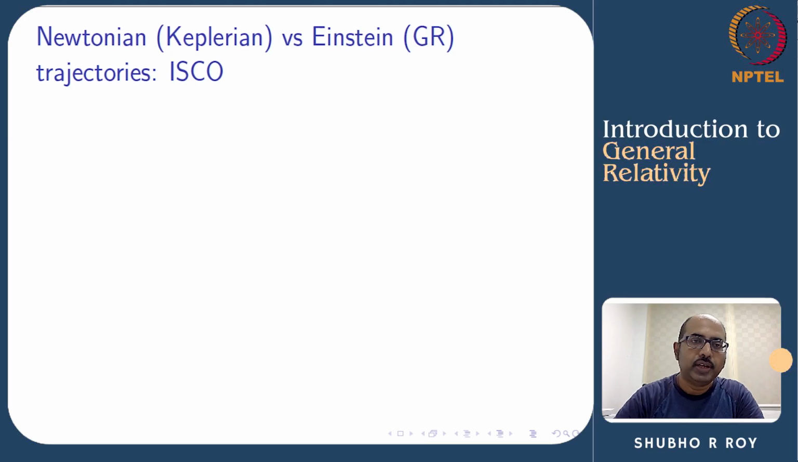Now I'm more interested in the distinction between the Newtonian orbits and the Einstein orbits, or trajectories. We all know that Newtonian theory reproduces Kepler's orbits. It's a famous result. And we are interested in knowing what kind of modifications Einstein's general relativity will make to these trajectories.